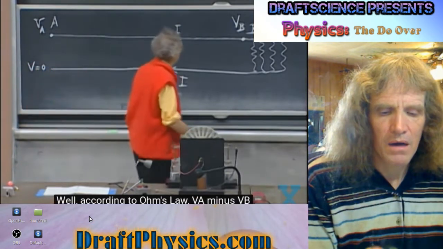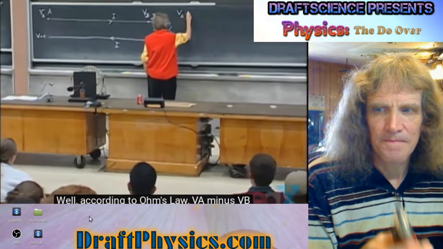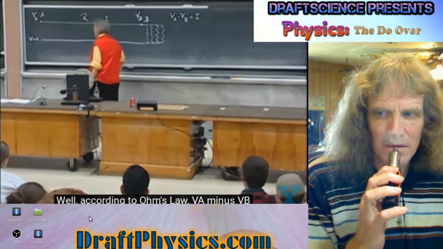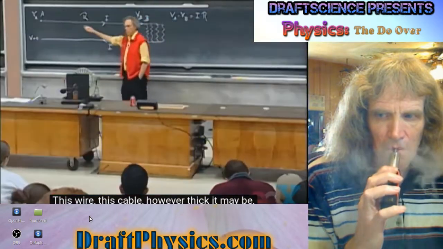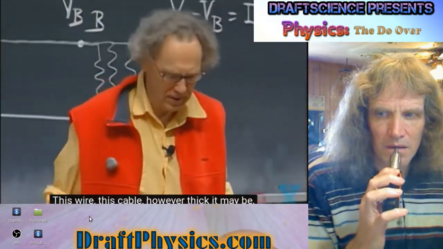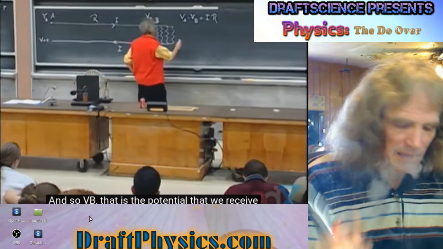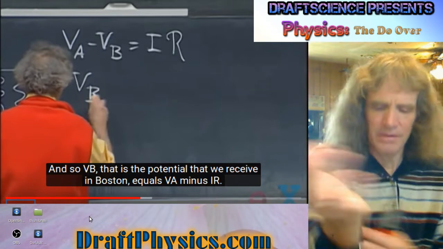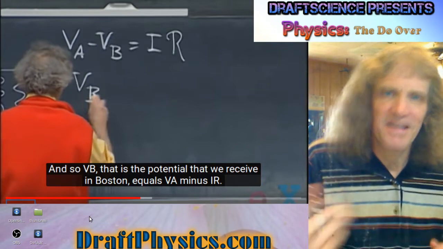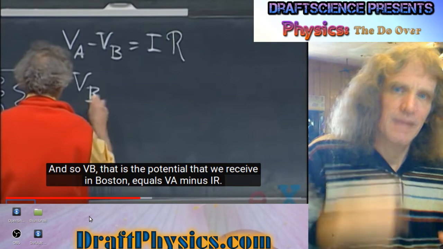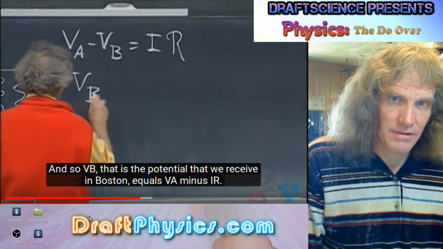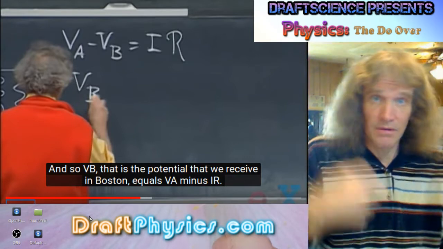Well, according to Ohm's law, VA minus VB is the current times capital R, which is now not radius, but resistance in the wire. This wire, this cable, however thick it may be, has a finite resistance. And so VB. So resistance is just a way of saying, that's the ligaments in your arm. That's what's being taxed every time you have to do this transaction. So the less you're using, the resistance is to the motion.